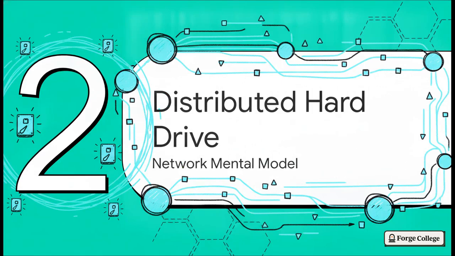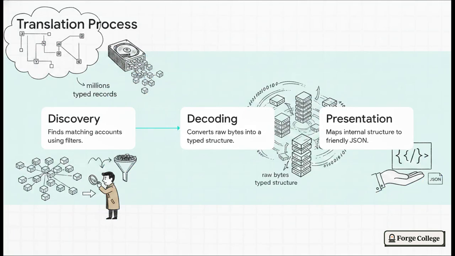Moving right along to part 2, the distributed hard drive. A really helpful mental model here is to treat the Solana network like a massive, global, distributed hard drive filled with typed records. And your job, as the API developer, is to step up as the ultimate data translator. This translation process happens across 3 distinct layers.